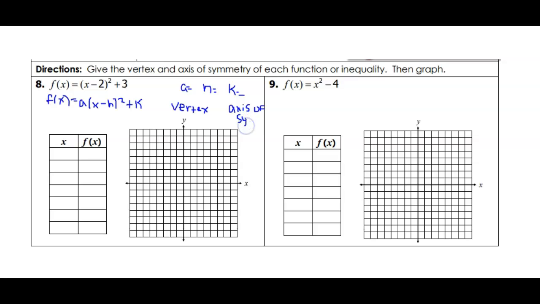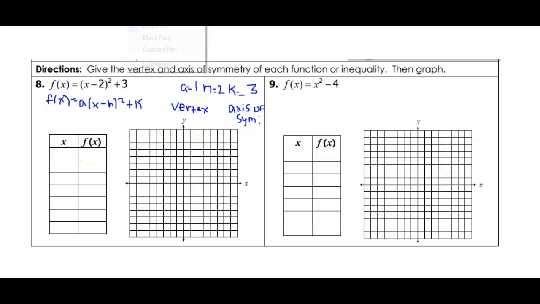With that being said, guys, let's go ahead and find our information. My a for this is 1. I'm thinking multiplication. It's not there, but it's there. It's 1. My h for this is 2. And my k is 3. Okay, 1, 2, and 3. How cool is that? 1, 2, 3.